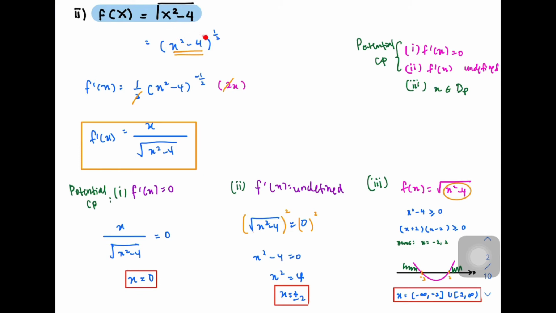Now let's see the second example, f(x) equal to square root of x squared minus 4. Let's rearrange a little bit. This is just x squared minus 4 to the power of half. So in order to find the critical point, we need to do these 3 steps here.